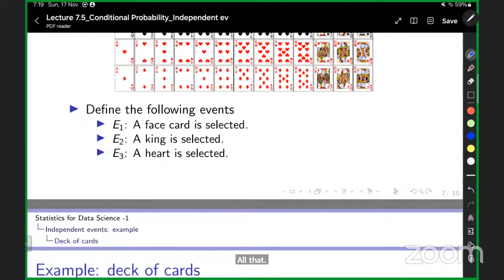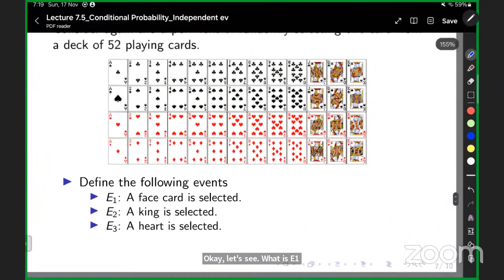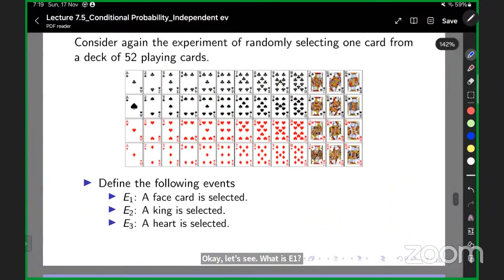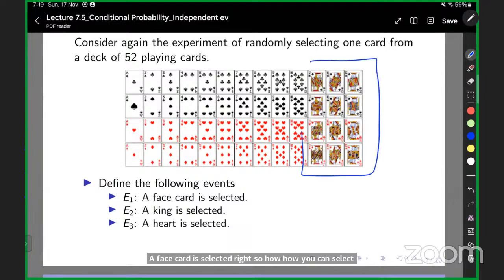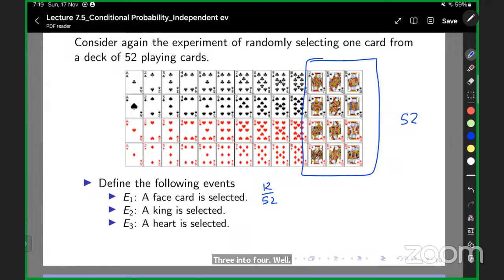Event 1 is that a face card is selected, right? So how can you select a face card? These are always the face cards out of 52. So how many are there? 3 into 4, 12, right? So selecting a face card is this. A king is selected. That is my event 2. So how many ways can we select a king? 4, right?